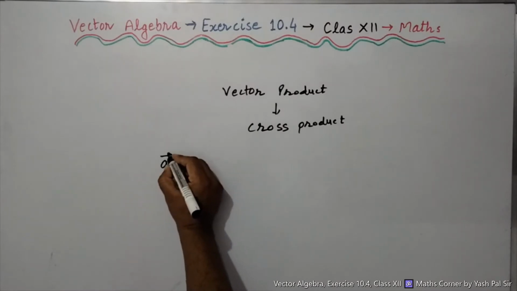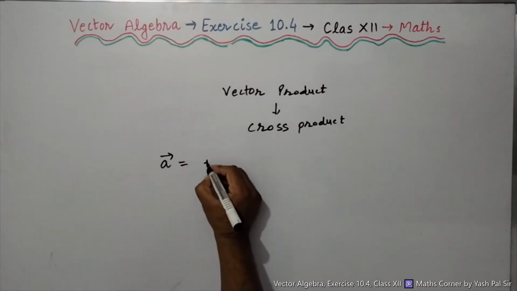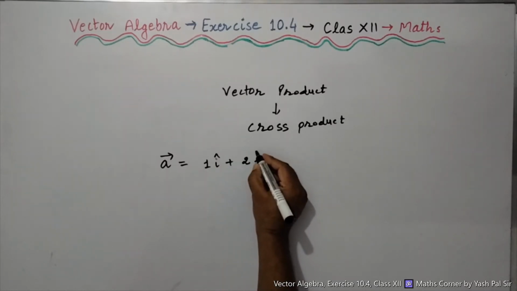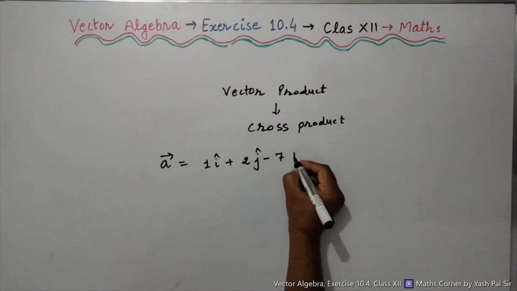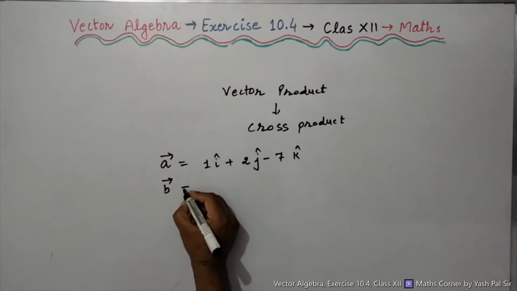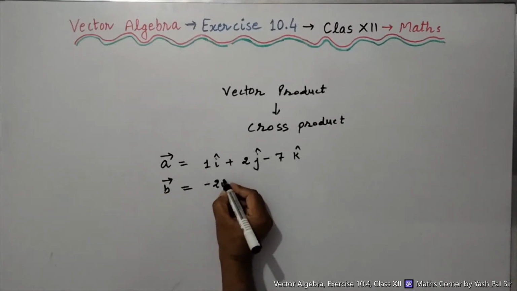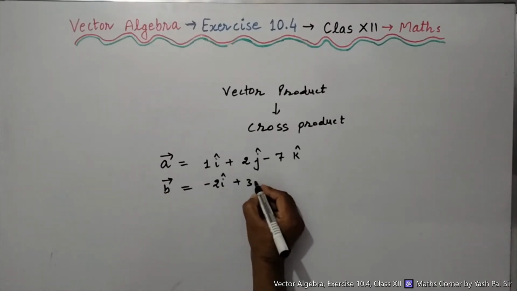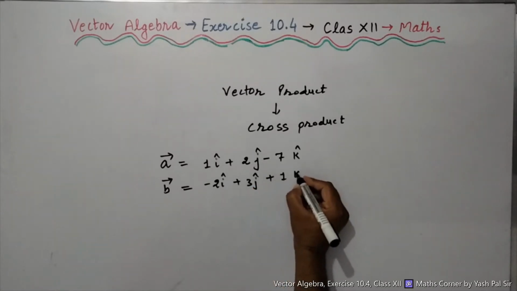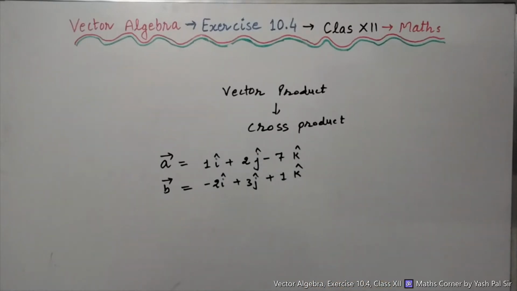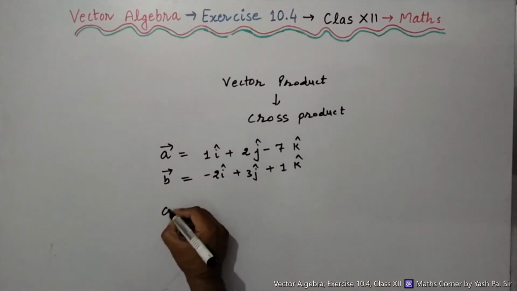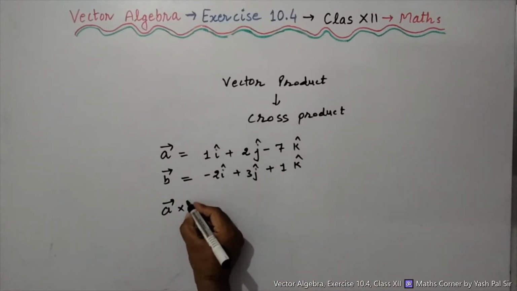Suppose we have one vector A equal to 1i plus 2j minus 7k, right? The second vector is vector B equal to minus 2i plus 3j plus 1k. Now, how do we find the cross product of these two vectors, vector A cross vector B?